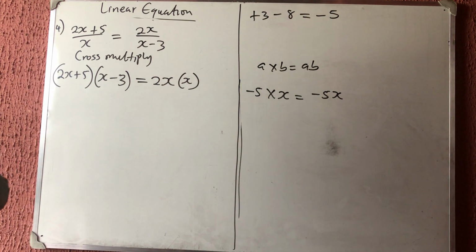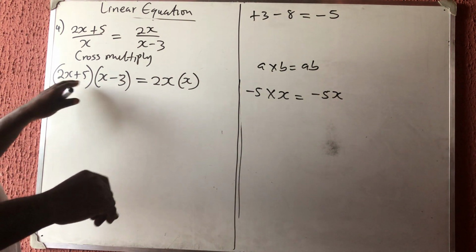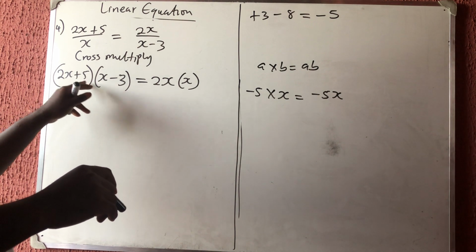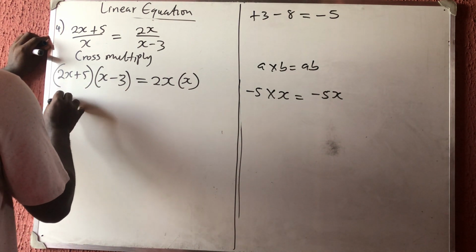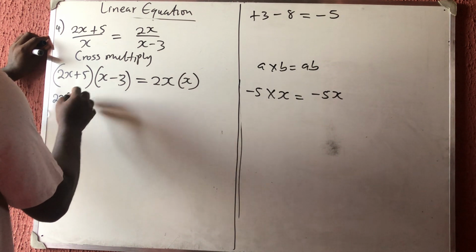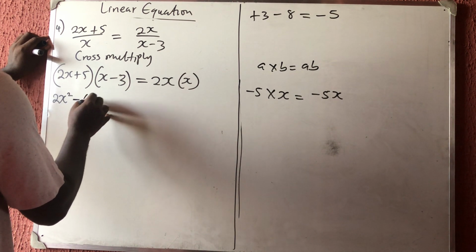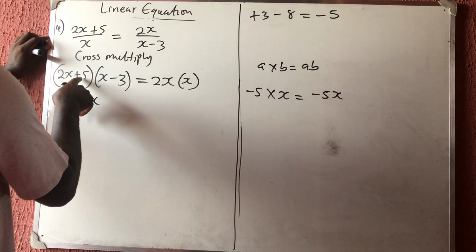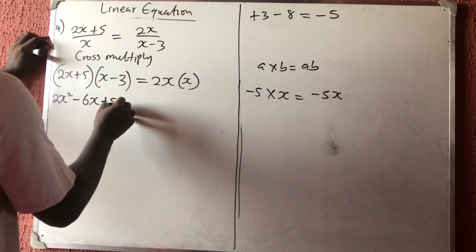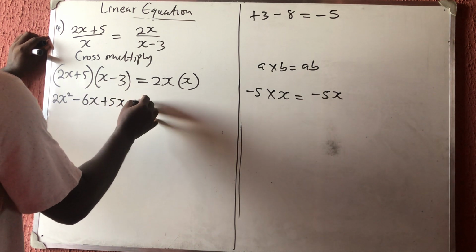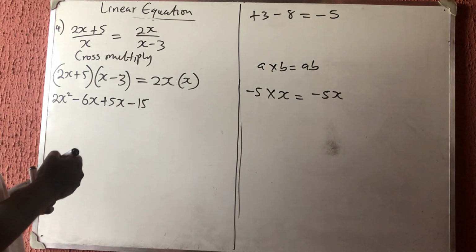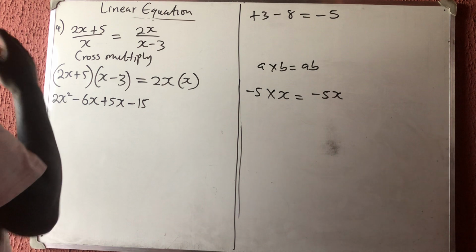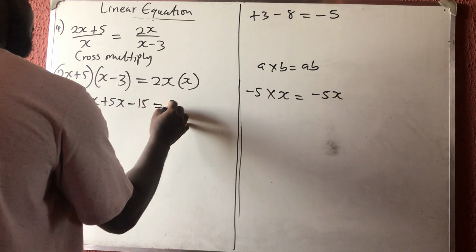So now, if you look at this, 2x is going to multiply everything and plus 5 is going to multiply everything. So I'm going to have, this time this will give you 2x squared. This time this will give you minus 6x. I'm done with this. So this time this will give you plus 5x. This time this will give you minus 15, because plus times minus is minus, then 3 times 5 is 15. All right? So is equal to what?